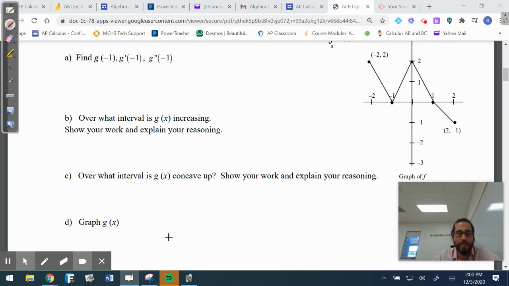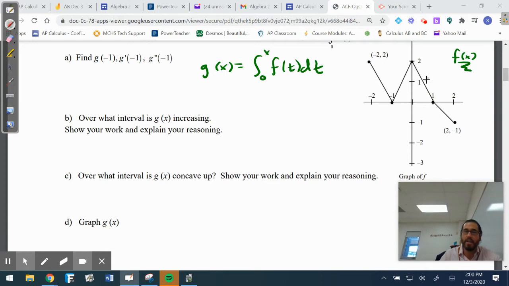On what intervals is g of x increasing? Whoa, let's think back to first semester. Okay, I'm missing a very important piece of information, and that is that g of x is equal to the integral from 0 to x of f of t dt. Very important. Because when it's asking me when is g increasing, remember, this is a graph of f. You're asking me about g. I don't have a graph of g, but I can use my calculus knowledge to answer these questions.